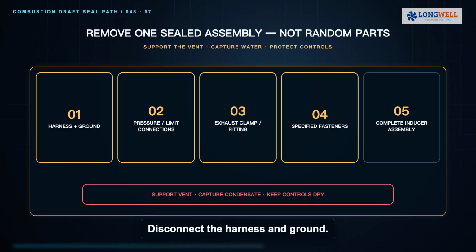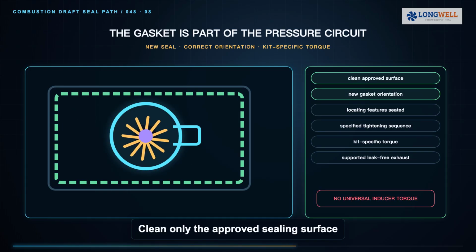Disconnect the harness and ground. Remove only the pressure switch, limit, drain and vent connections identified by the service procedure. Loosen the exhaust clamp or fitting. Remove the specified fasteners and lift the complete inducer assembly away from the collector box. Capture any condensate and prevent water from entering controls. Do not pry against the heat exchanger or reuse a damaged gasket. Clean only the approved sealing surface without scratching or deforming it.